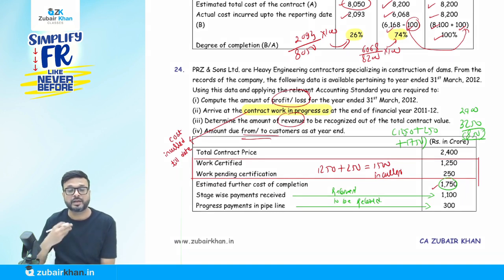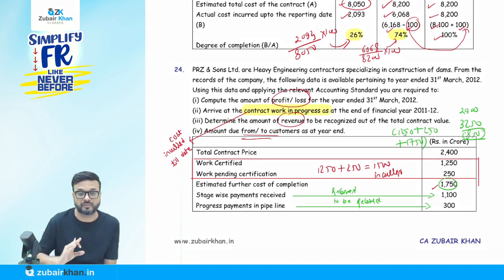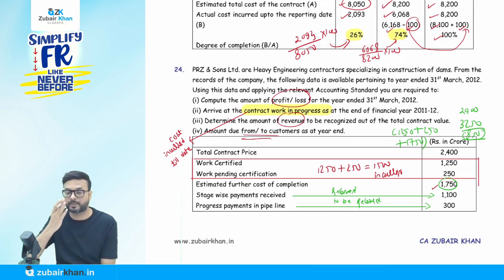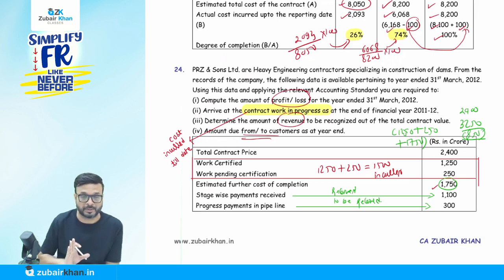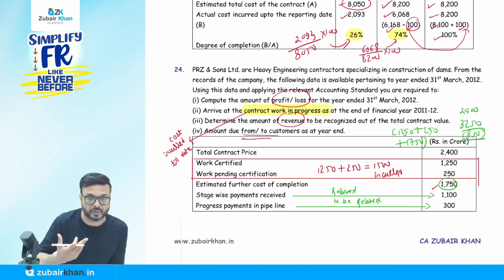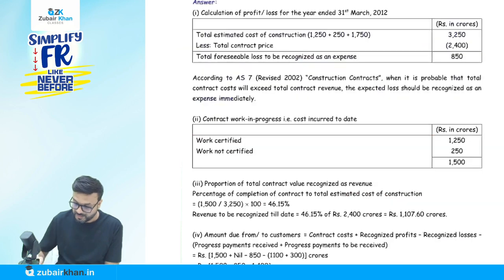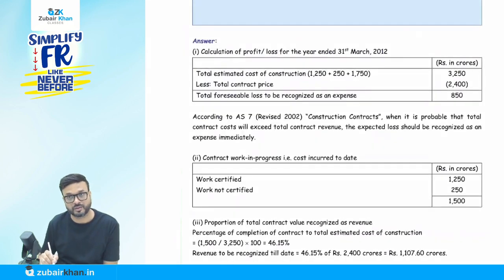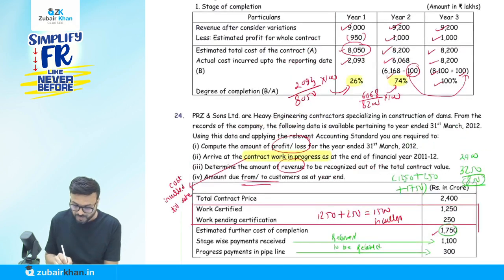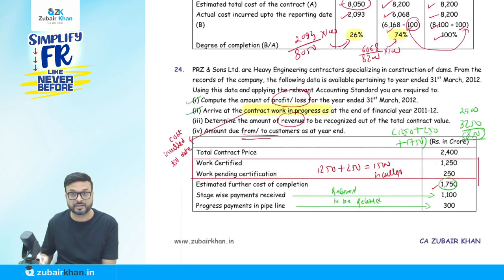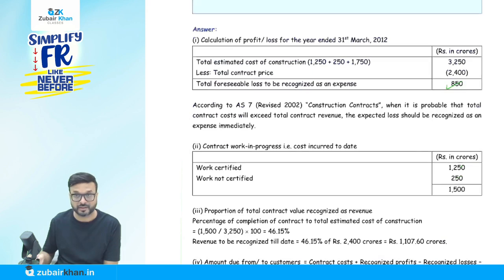I agree with you, the loss for this particular year is not 850. We have to find the percentage of work completed, and that much is the loss for that year. But they ask how much the total loss is, because in case of a loss we have to recognize the provision as well that year. So you can see the 850 loss that we have to recognize here. Now the second question: the work in progress, how much cost we have incurred till date. That is 1,250 plus 250, that is 1,500.